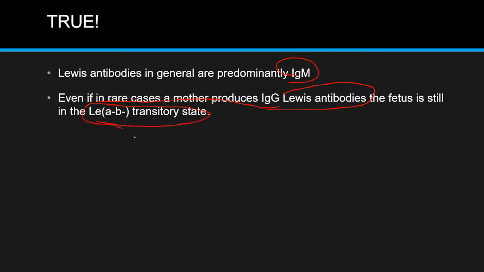Naalala niyo yung transitory state? Wala pa si babying blood type eh. Wala pa si babying Lewis blood type. So kahit mag-produce siya in rare conditions, even if the mother produces IgG Lewis antibodies, it doesn't matter. It won't affect the baby or the baby's red cell because the baby is still in utero. If the baby is still in utero, it doesn't really matter because the Lewis blood type is A negative, B negative, or Lewis A negative, B negative.